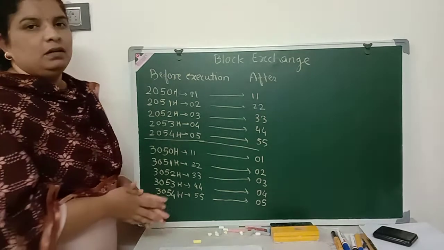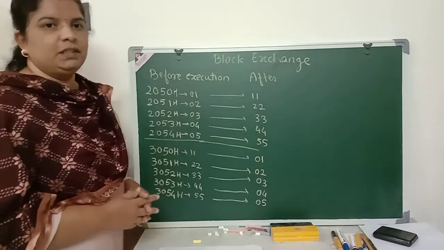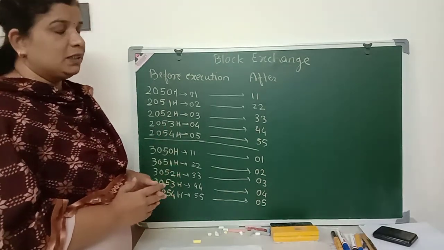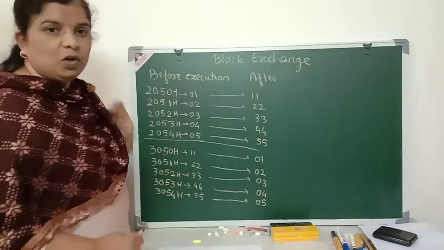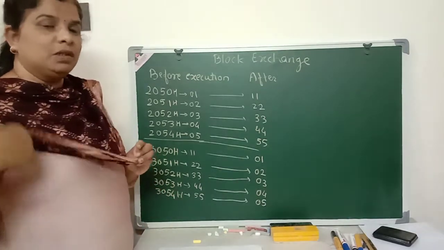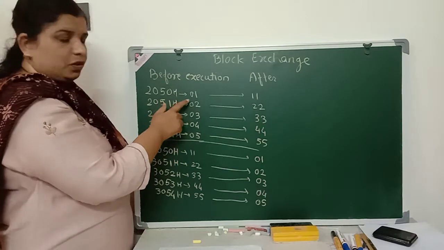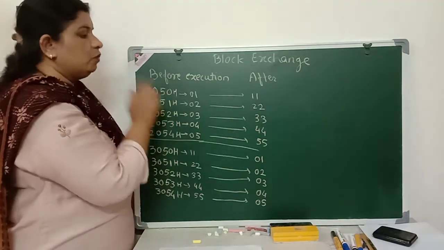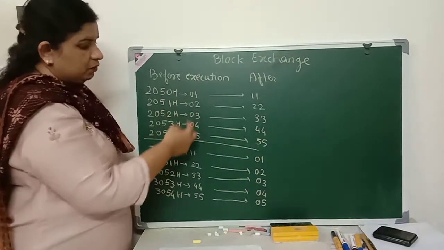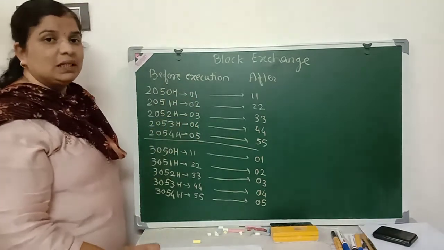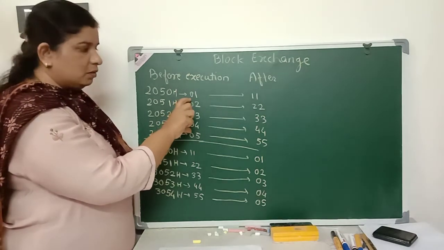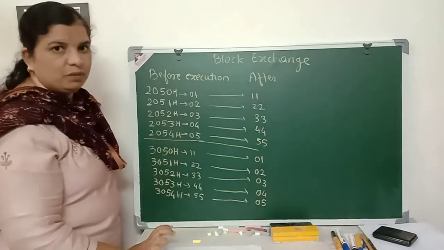Hello friends. In the last lecture we have studied the block transfer program. In that program we saw we can transfer a block of 5 numbers or 10 numbers stored starting from a location, suppose in this case 2050. In this case we have stored 5 numbers. So in the last lecture we have seen how to shift the block of 5 numbers or 10 numbers to the other memory location. Okay.